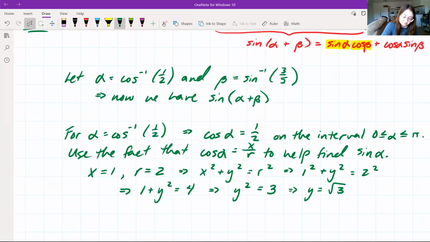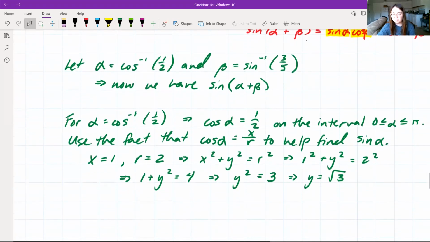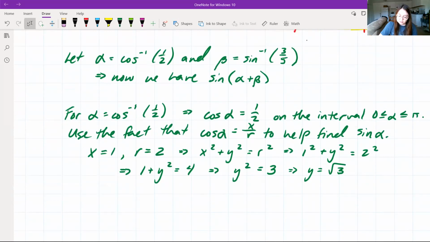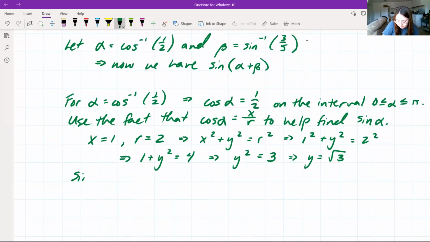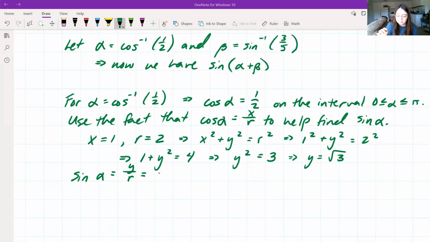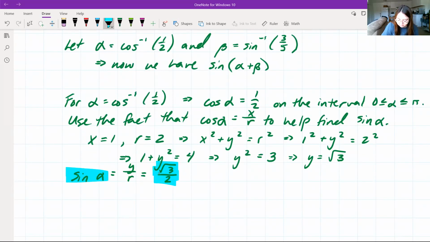So, all right. Finding sine of alpha, we found our value for y, which means that sine of alpha, which is equal to y divided by r, is going to end up being the square root of 3 over 2. We'll highlight this in blue. It's not our final answer, but it's one of our answers. So all right, we found sine of alpha.